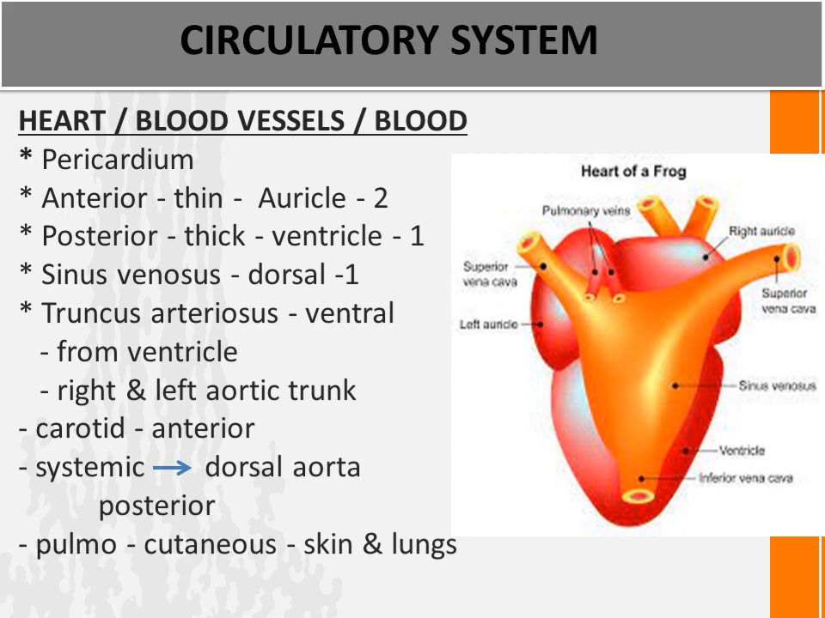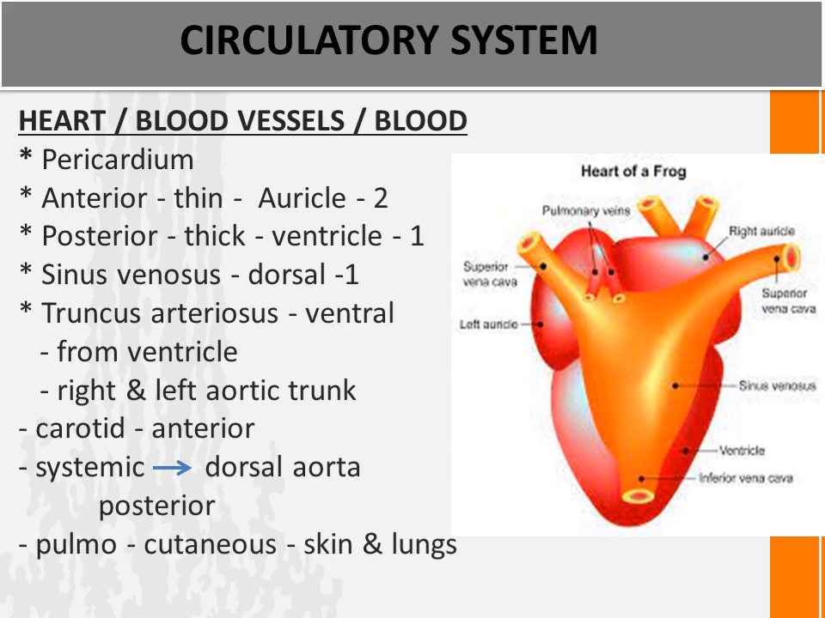In the systemic trunk, I mentioned one word, dorsal aorta. Don't be confused. The systemic trunk arises from the right as well as the left aortic trunk, which is present on the anterior side of the heart, the upper side of the heart. When it comes to the lower side, the right and left systemic trunks join together and become the dorsal aorta. This dorsal aorta supplies blood to the posterior side. It is the systemic trunk only, but in the form of dorsal aorta. Have you got the point?